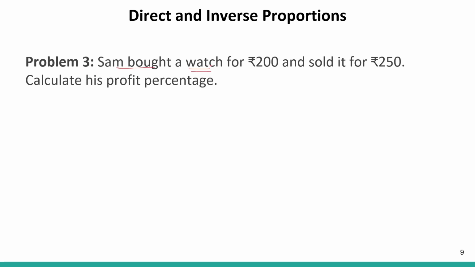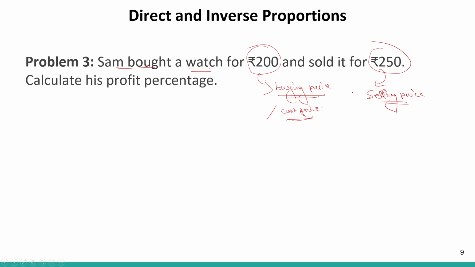Okay, what did he do? He bought a watch for 200 rupees and sold it for 250. So this will be the selling price, and this will be the buying price or cost price. Now calculate his profit percentage.